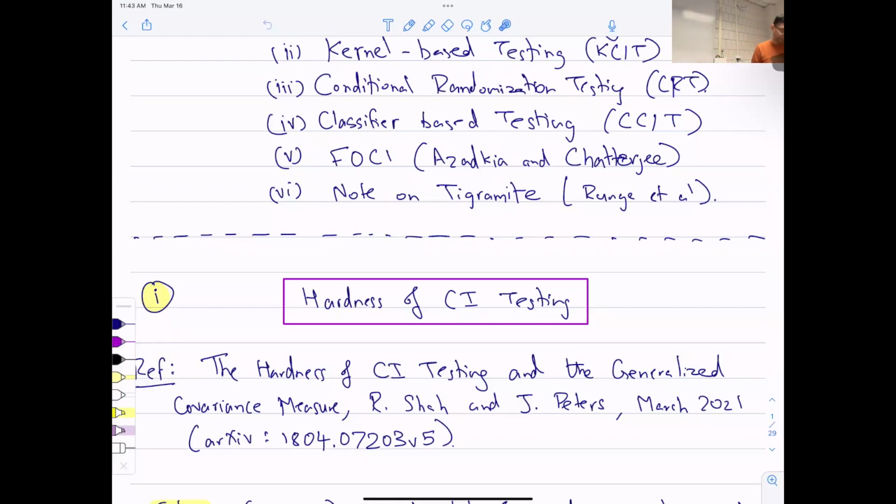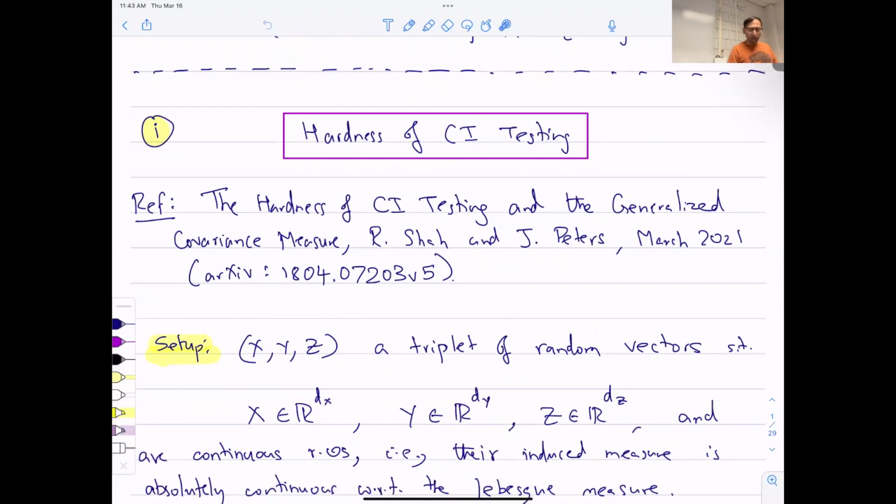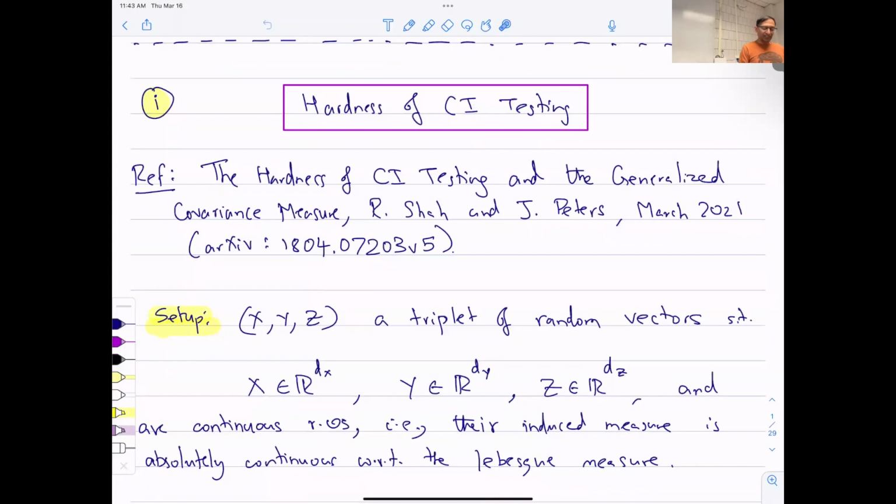Okay. And I'm going to start with the following paper, the Hardness of Conditional Independence Testing and the Generalised Covariance Measure, by Shah and Peters. Shah is a professor of statistics at Cambridge, if I'm not mistaken. Peters is in Darmstadt, Germany, if I'm not mistaken. But this is a really cool paper. I like this. So let's start with this one.